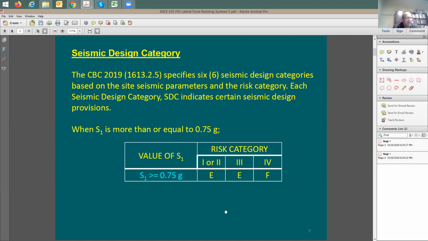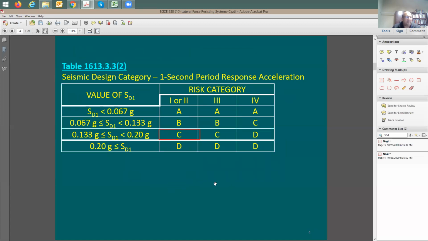And also in the code, they have a discussion for when S1 is greater than or equal to 0.75 G, and then it says based on this category, they can give you the size design category. So in this case, I just put it in a table format very similar to this. It's going to be simple for you. If your S1 is equal to or more than 0.75 G, you just use this table and forget about these two tables.